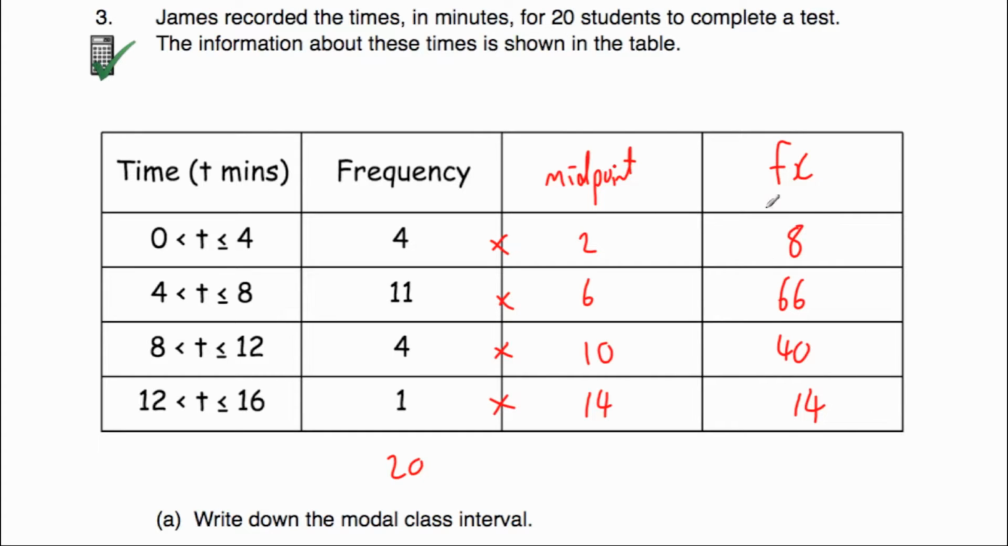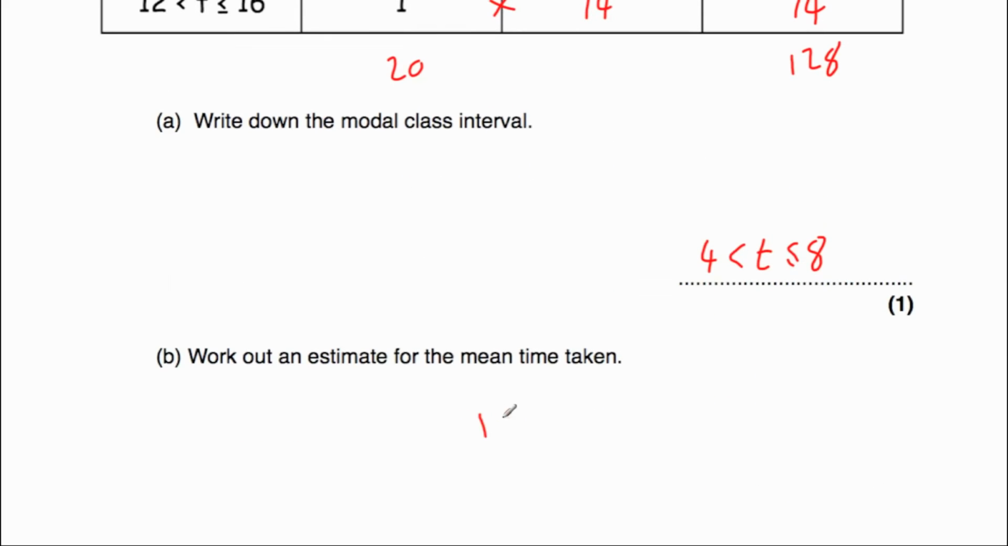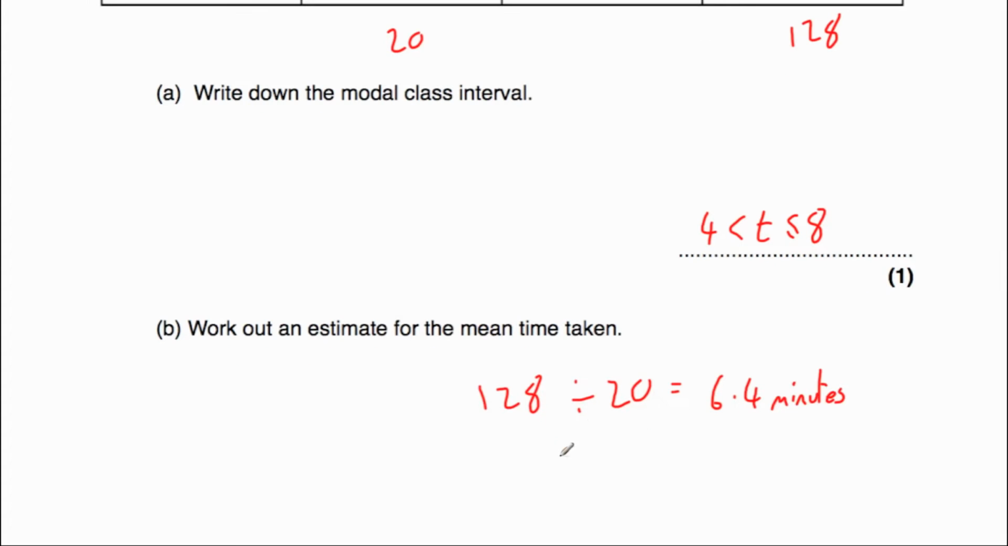Now what we're going to do is add up those values to find our estimate for the total time taken by the 20 students. So 8 minutes plus 66 plus 40 plus 14 gives us an answer of 128 minutes. So our estimate for the total time taken is 128 minutes, and there's 20 students in total, so if we divide 128 by 20, that will give us our estimated mean. So 128 divided by 20 is equal to 6.4 minutes. And that's it. So our estimate for the mean time taken is 6.4 minutes.